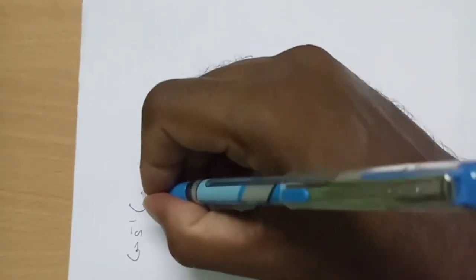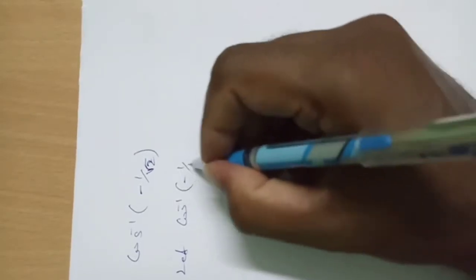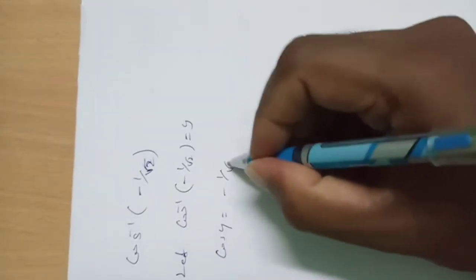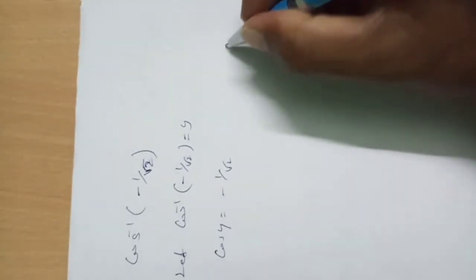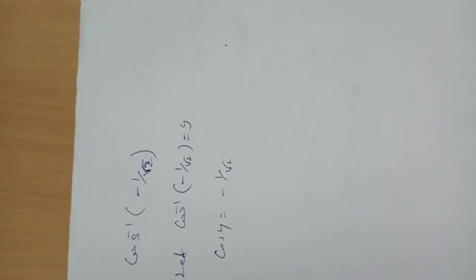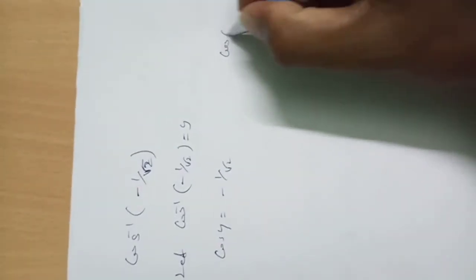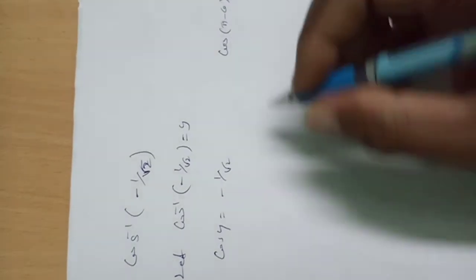Cos inverse of minus 1 by root 2. Let cos inverse of minus 1 by root 2 is equal to y. So cos y is equal to minus 1 by root 2. Here we know that cos pi minus theta is equal to minus cos theta. Here minus 1 by root 2 is equal to minus cos.